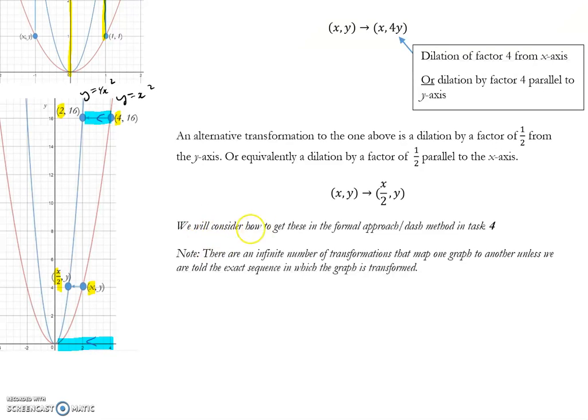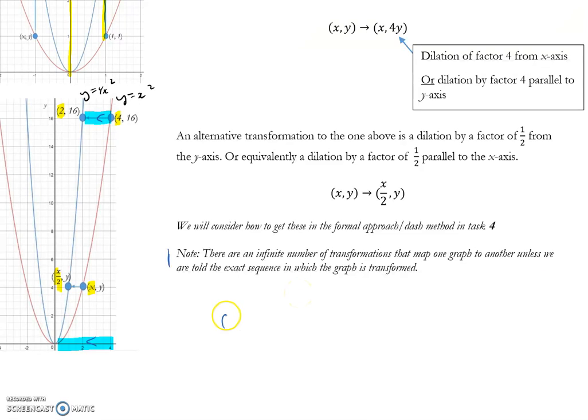Later we're going to consider a more formal approach for identifying sequences of transformations and finding the equations of the image. You should also note that there are an infinite number of ways of mapping one graph to another graph, unless you have a specific number of transformations that you've said have occurred.